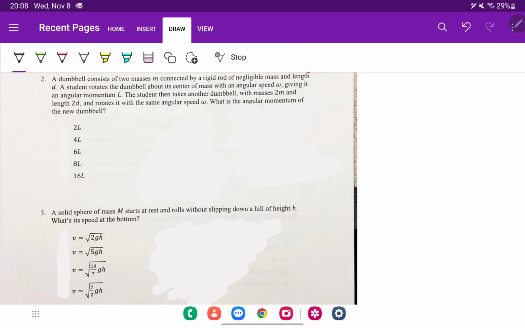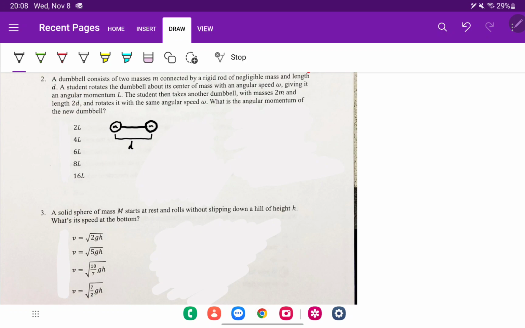But a really good way to look at this problem is to draw it out, because it's hard to synthesize the words sometimes when you can't see a picture. So what I'm going to do is draw this dumbbell with two masses M. So that's what a dumbbell looks like, connected by a rigid rod of negligible mass and length d. So we know the length of our entire dumbbell is d.